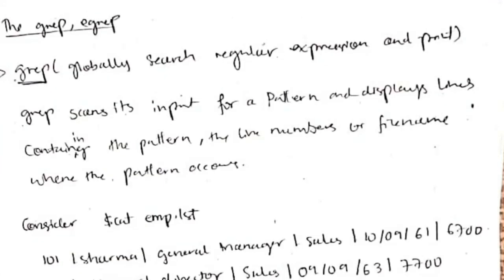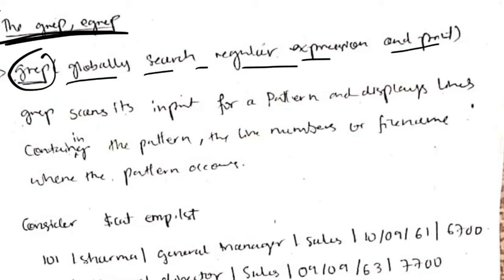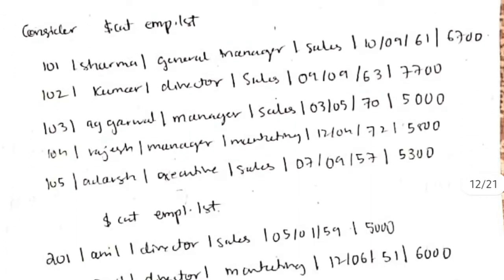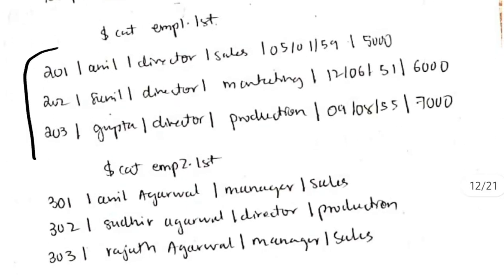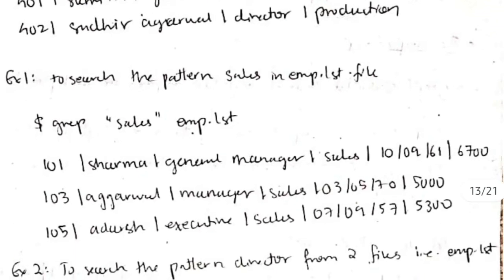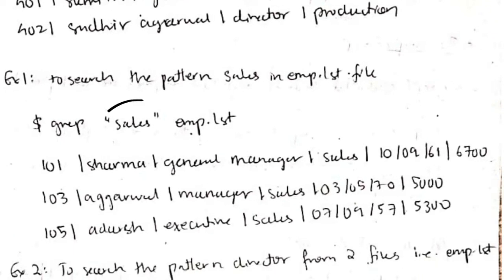Next one is grep and egrep. This is also very important. Grep means globally search regular expression and print. It scans for the input pattern and displays the output. So for example, we have the emp list here, and we have the emp1 list, emp2 list. Now we can use the grep command to search for the patterns. Like for example, if I search sales in emp list after using the grep command, we will get those files which have sales in them.